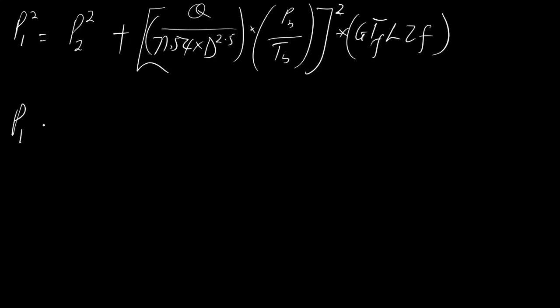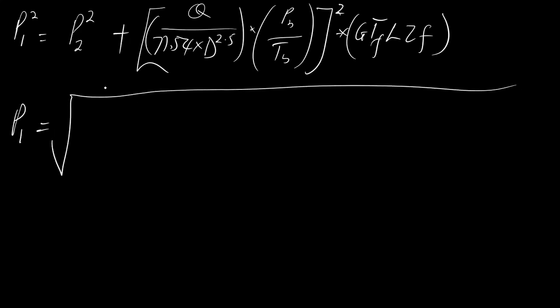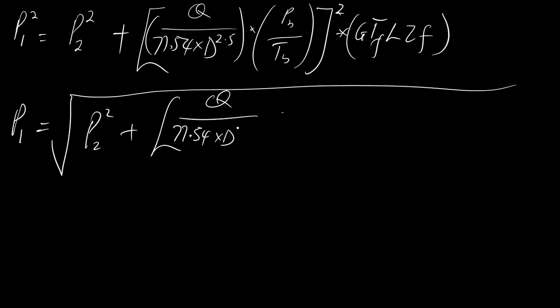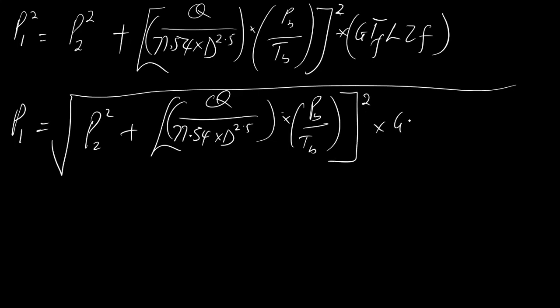So now, to get our P1, it will now be the square root of the whole of this. So now P2 squared plus Q. And it was 77.54 times D raised to the power 2.5 times PB all over TB, all squared times G T F L Z F, all into square root.